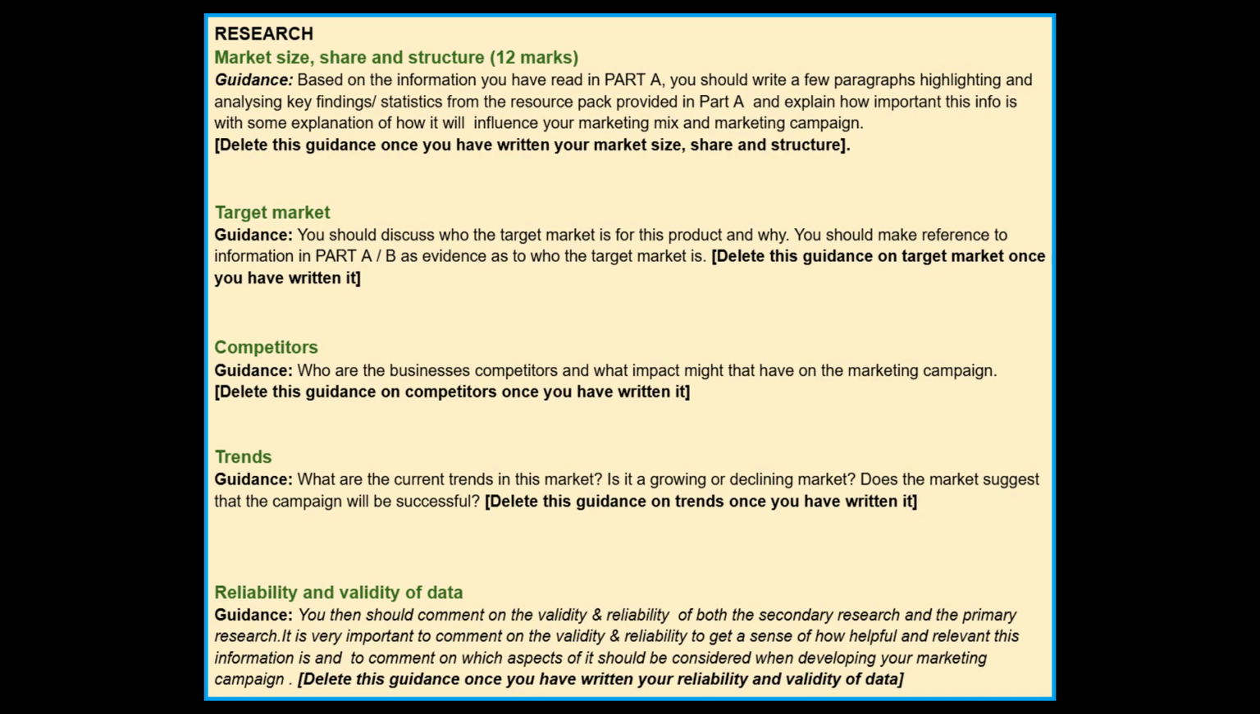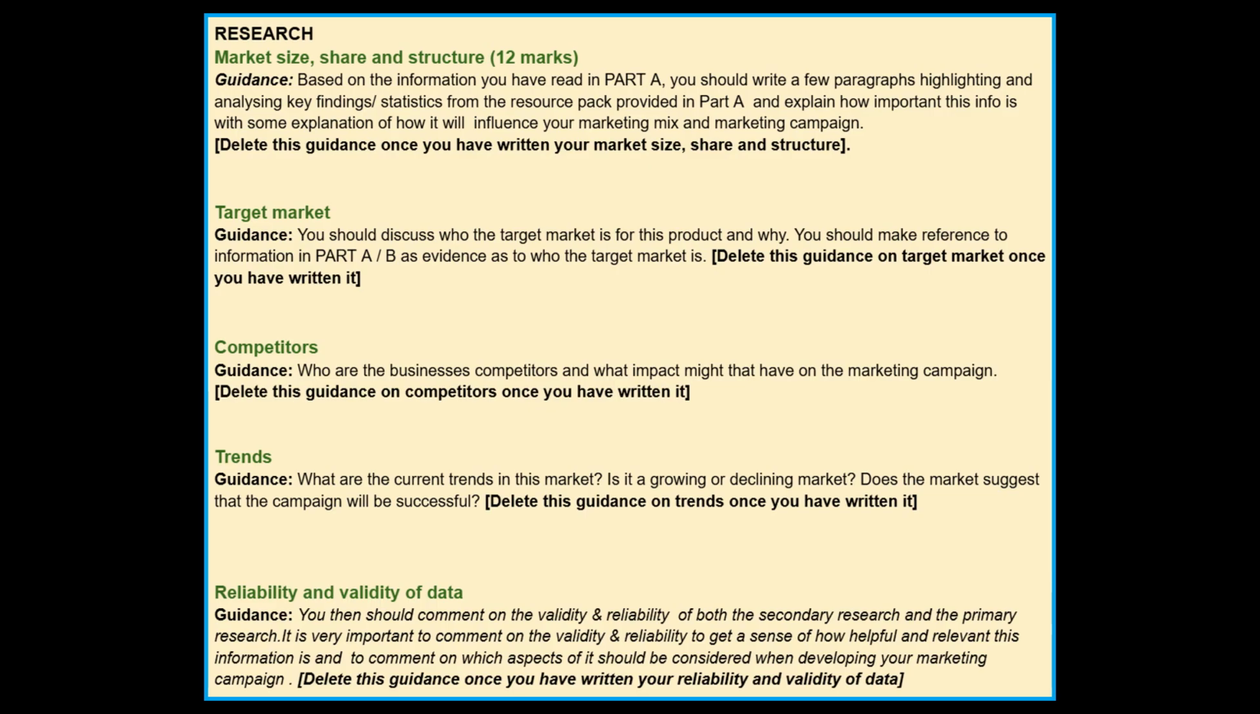What does that mean? Well, basically, it's saying all the information you've looked at, how do you know it is reliable, and what about the validity of the data? How can you trust it? You should make a comment on this on both the secondary research and the primary research. It's very important to comment on the validity and the reliability of the data to get a sense of how helpful it was and how relevant the information is, and to comment on which aspects of it should be considered when developing the marketing campaign as well.